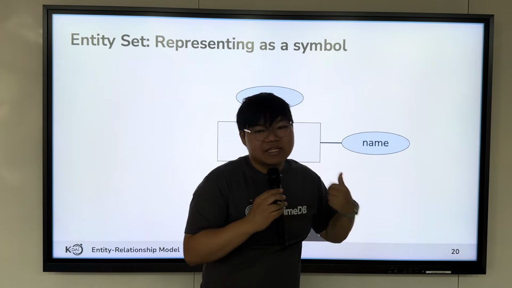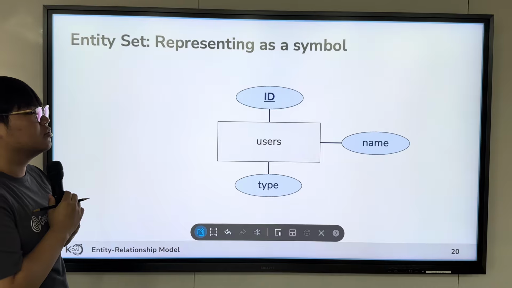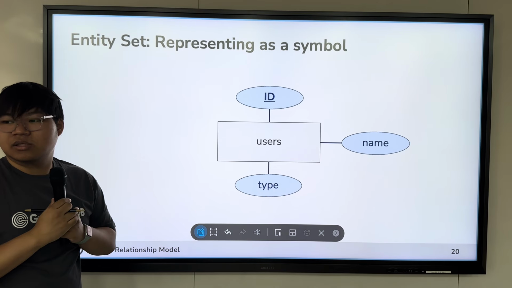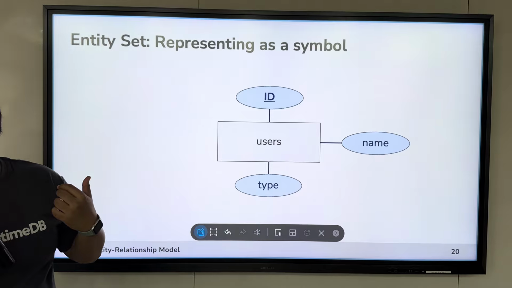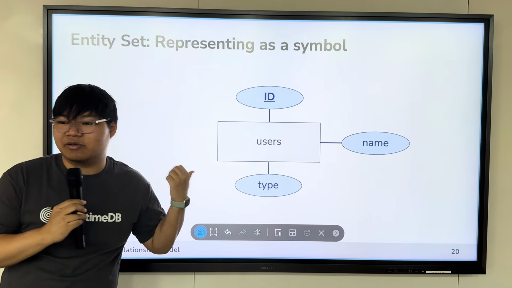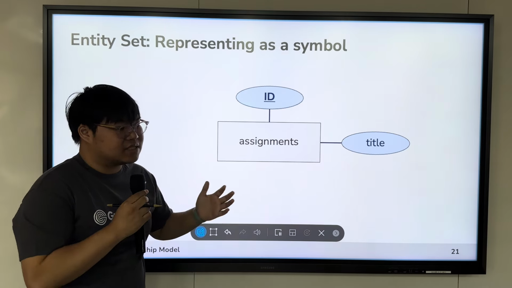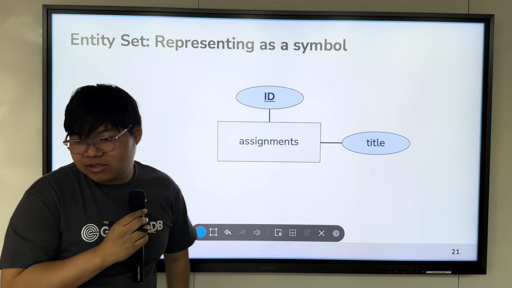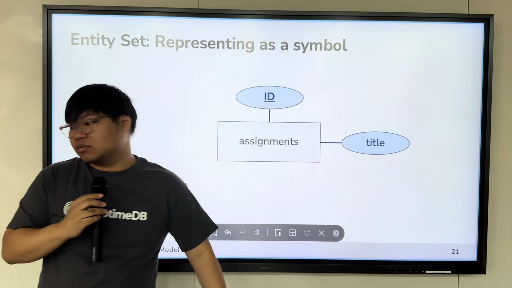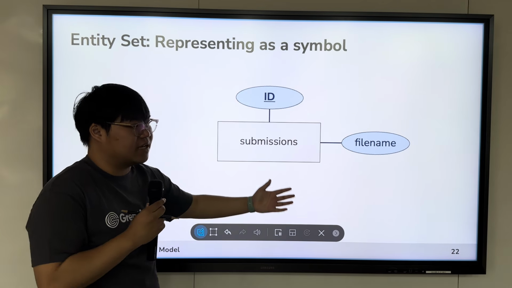Actually, this is one of the notations. We call it the Chen model. Maybe I have another entity set called assignment, with ID and title. I have another entity set called submissions, with ID and file name.